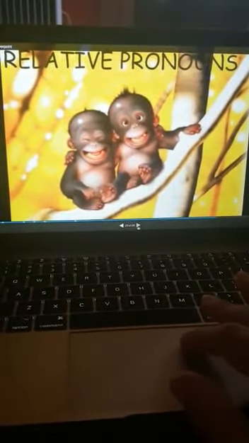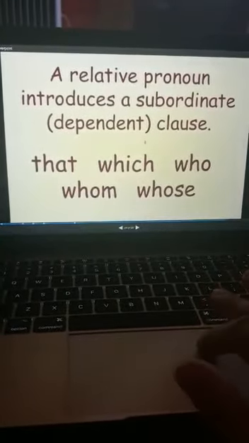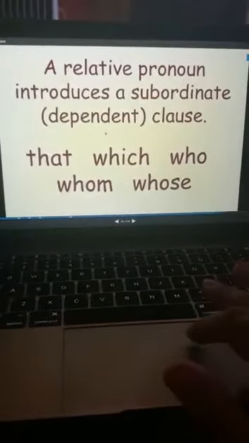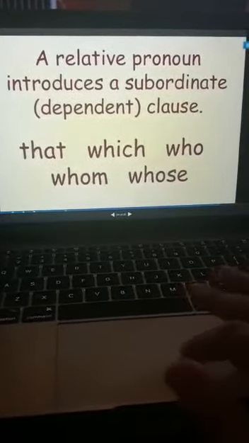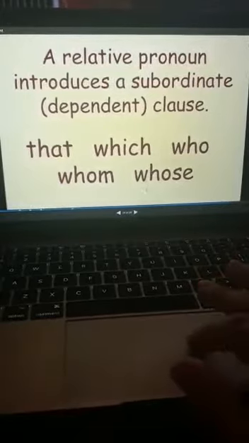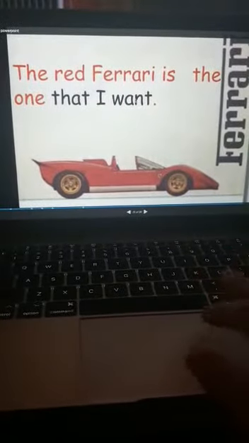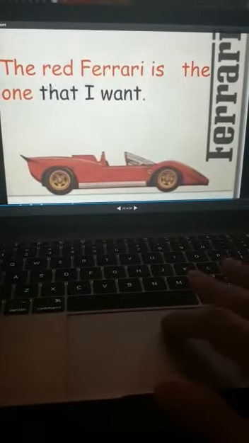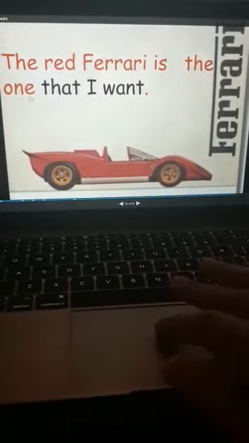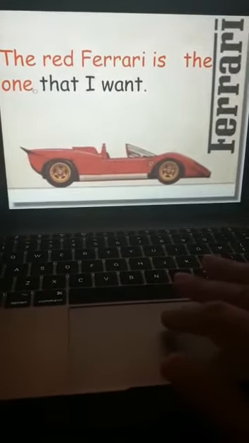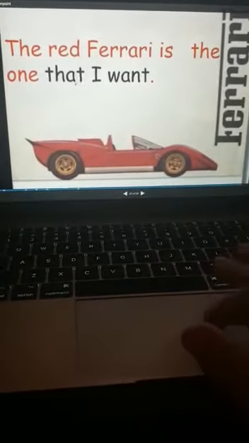Now, relative pronouns. A relative pronoun introduces a subordinate or dependent clause. That means we can have different clauses in a sentence. So words like these are used in order to join the sentence and make it meaningful. For example, the red Ferrari is the one. See, this is one clause. The red Ferrari is the one. Here it is not a complete clause. This is part of a sentence, but it doesn't make sense. So we need something else to complete it.